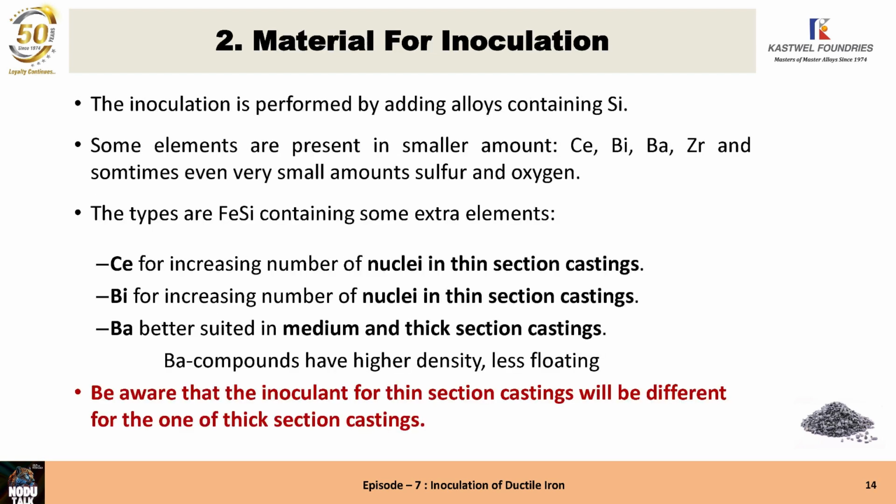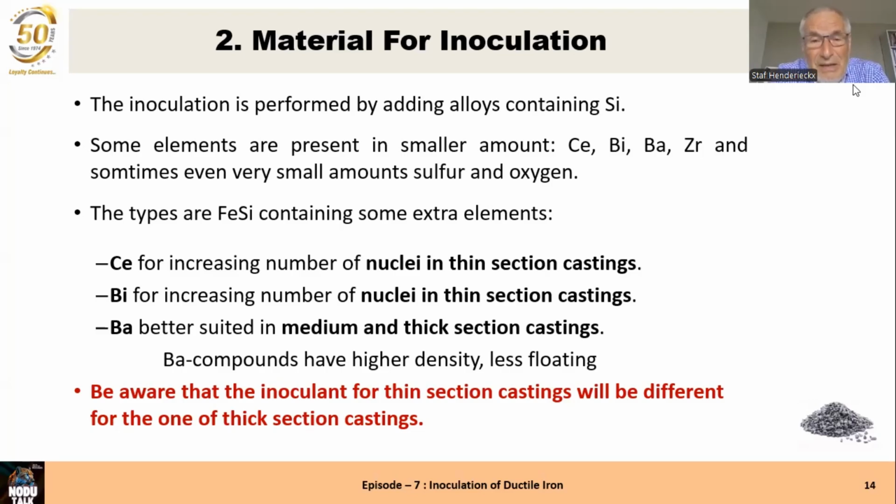So the inoculation is performed by adding alloys containing silicon. Why? We know that by the nodulizing we have sulfides. We have magnesium sulfide, we have cerium sulfide, but the silicon is not sufficient anymore, and we need silicon for making nuclei as silicon oxides. Some other elements are also present, but in a smaller amount. That's cerium, bismuth, barium, zirconium, and sometimes very small amounts of sulfur and oxygen even.